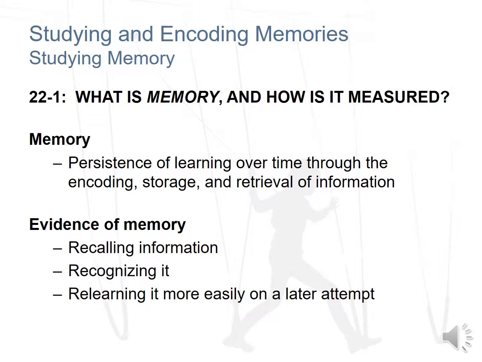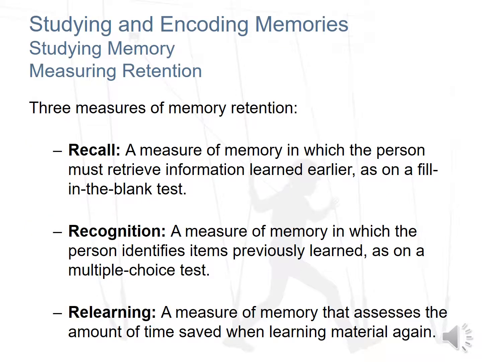Evidence of memory is recalling information, recognizing it when we see it, or relearning it more easily on a later attempt. Three measures of memory retention include recall, which is a measure of memory in which the person must retrieve information learned earlier, as on a fill-in-the-blank test. Recognition, a measure of memory in which the person identifies items previously learned, as on a multiple-choice test. Or relearning, a measure of memory that assesses the amount of time saved when learning material again.